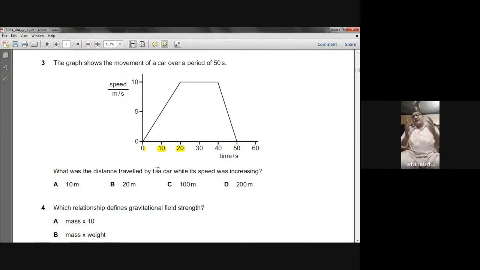Because this is a speed time graph and you want to find out the distance traveled, the distance traveled will be equals to the area under the speed time graph in the first 20 seconds. If you look carefully, the area under the graph will be in the shape of a triangle. The formula for the triangle is 1 by 2 into base into height. The base here will be 20 and the height here will be 10.